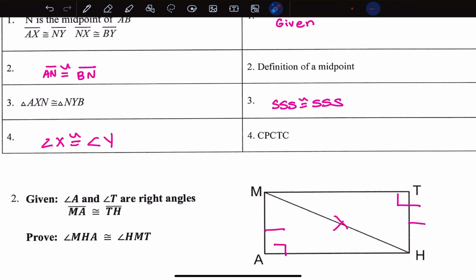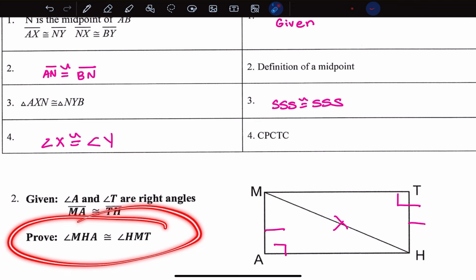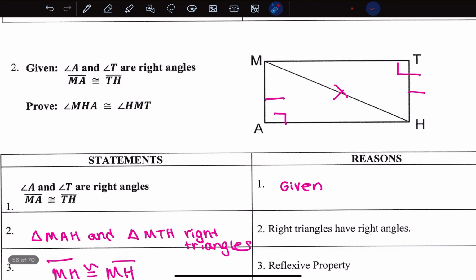So I already know by reflexive that the hypotenuse is congruent. I'm given the leg is congruent. So I can prove these right triangles as congruent by hypotenuse leg. And then after the triangles are congruent, I will use CPCTC to state that those angles are congruent.